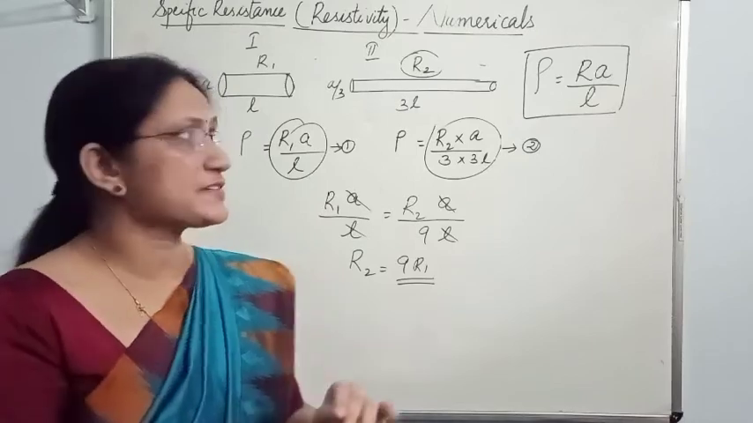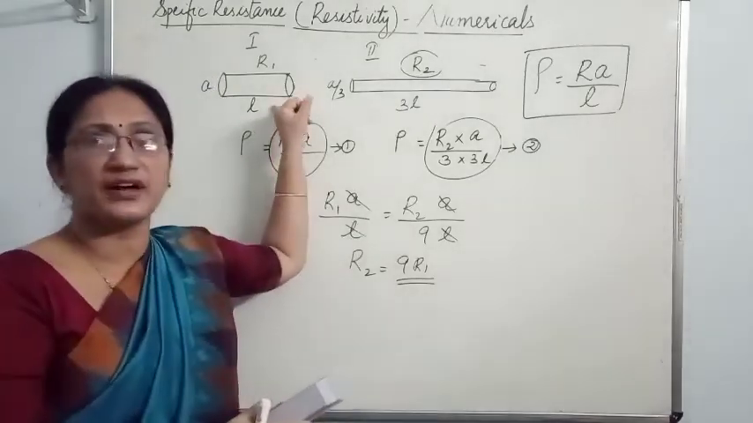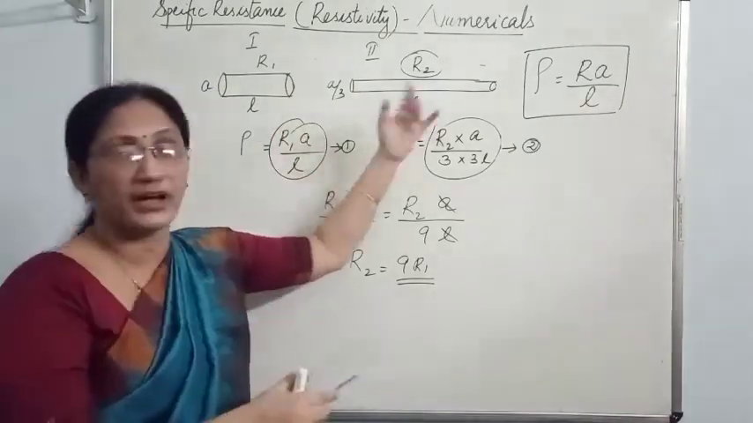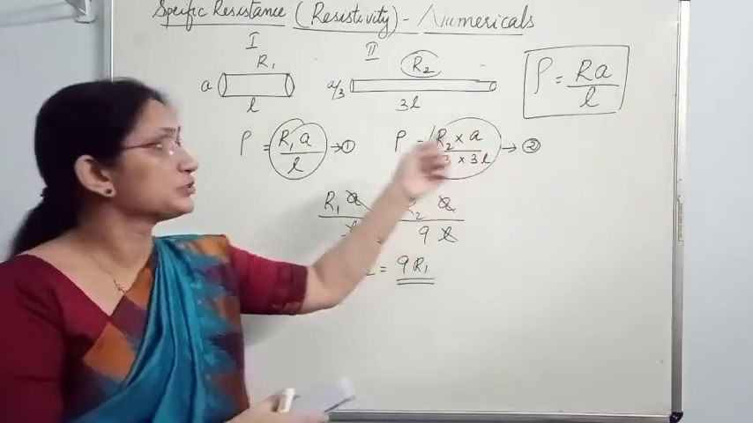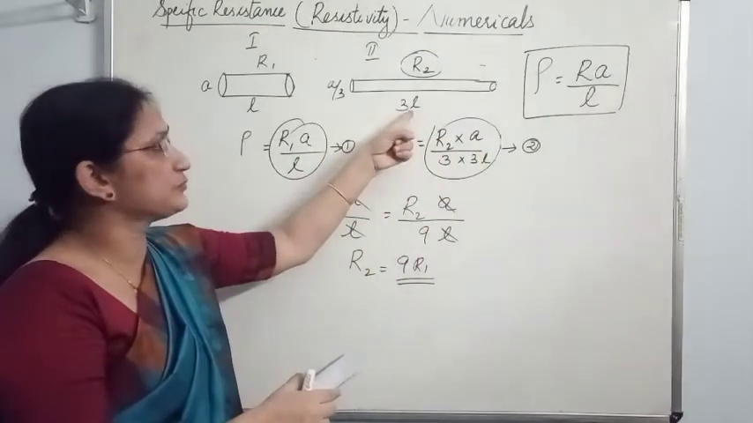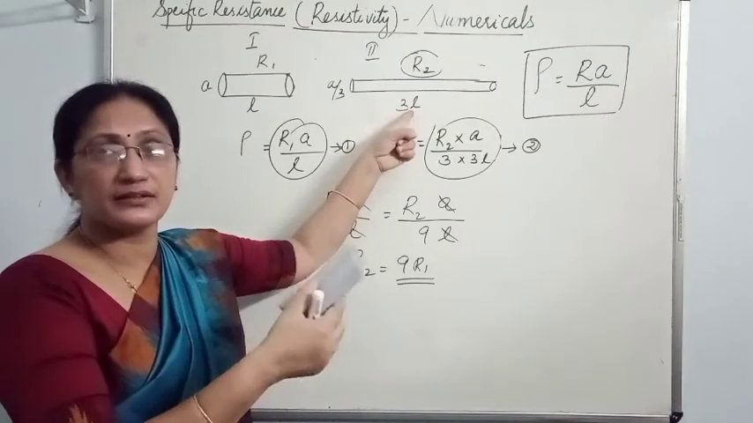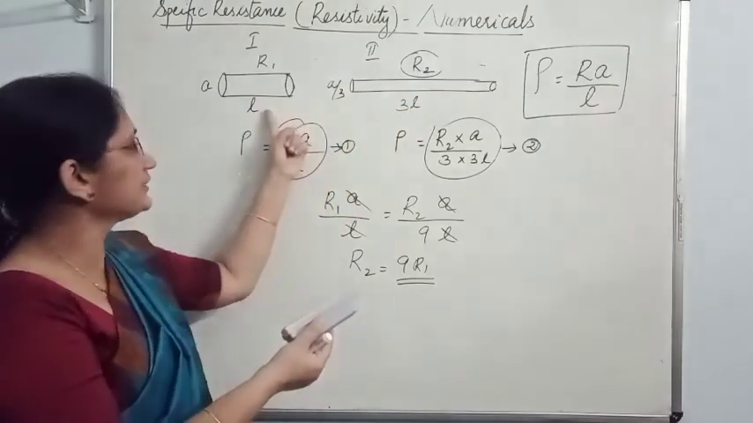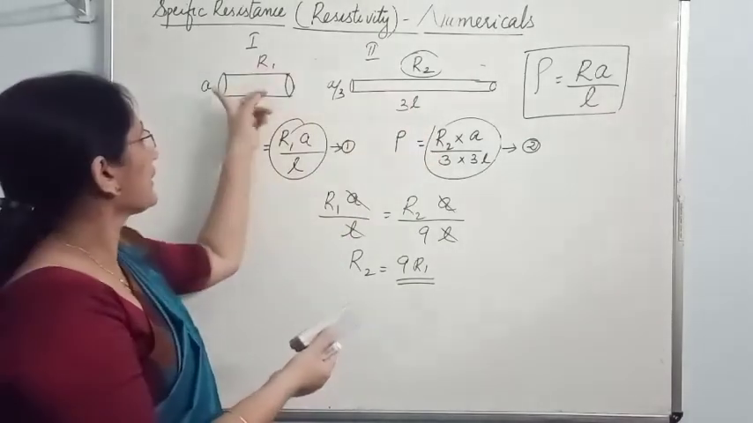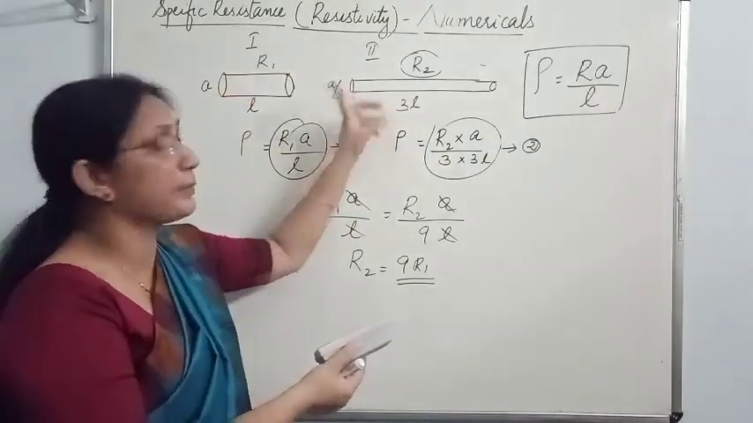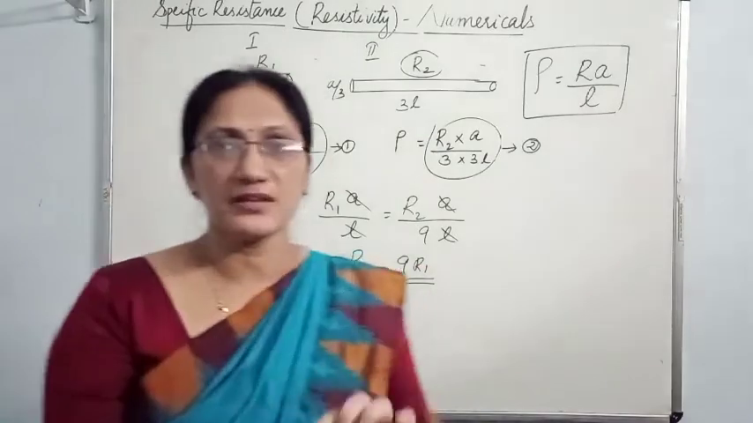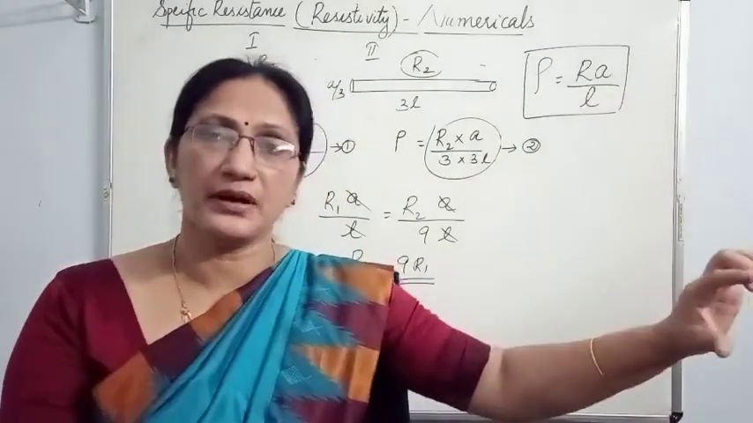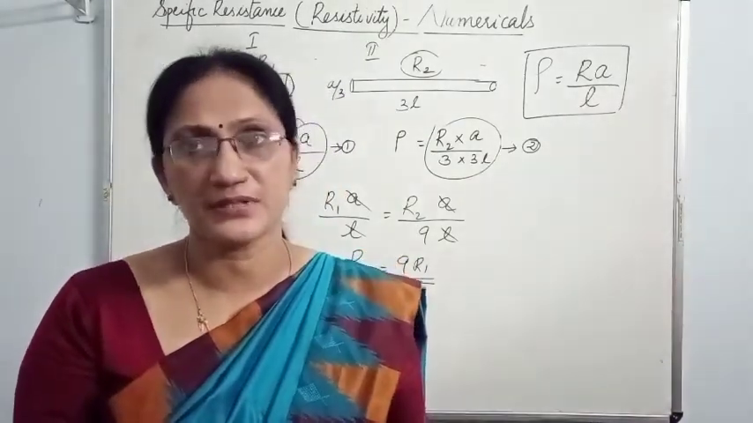Okay. Suppose it is given a wire is stretched so that its length has become 4 times. So here you have to take the length after stretching as 4L. Initial length L, here 4L, here A, area of cross section, here A by 4. So remember the point, when length becomes double, area of cross section becomes half.